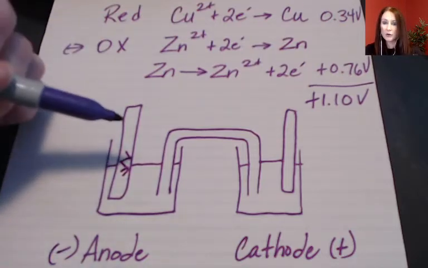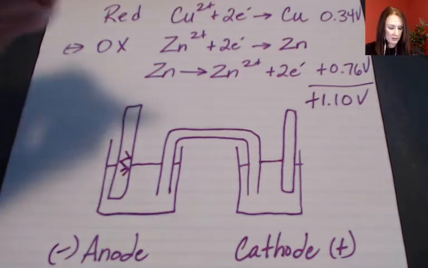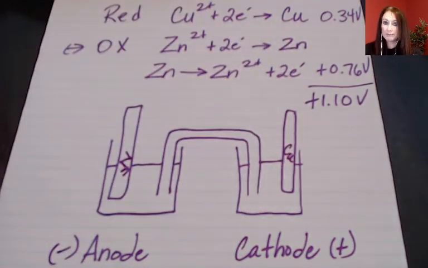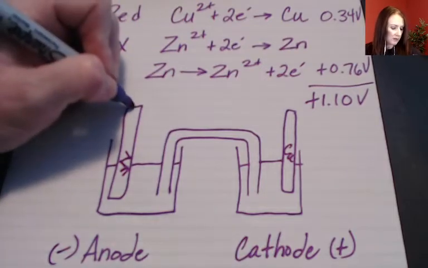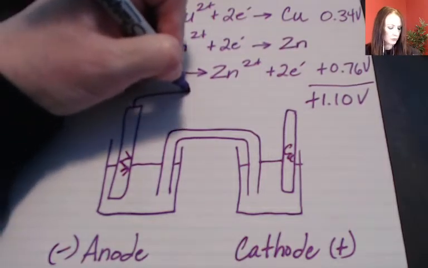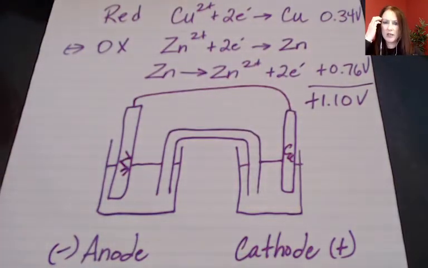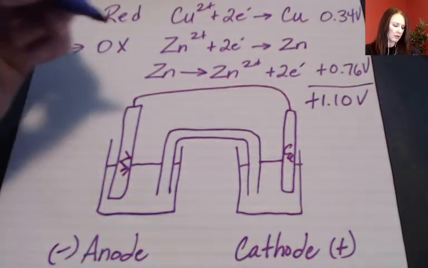And then your cathode is your reduction side. So that piece of metal is a piece of copper. Okay? Your two pieces of metal are connected through a wire. And then, of course, you'd have a voltmeter or something so that you could measure your potential.